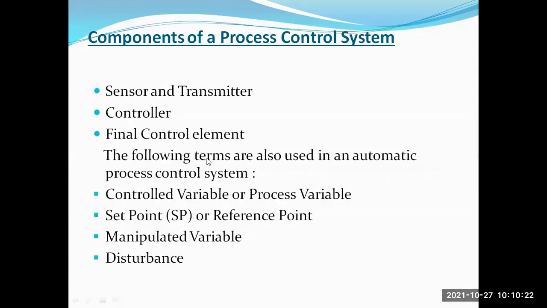So the following terms belong to the automatic process control system. Here you can see there is a control variable or process variable. Another is the set point, that is SP or reference point. Another is the manipulated variable. The last one is the disturbance. These come into automatic process control, that means a process control plant which works automatically.